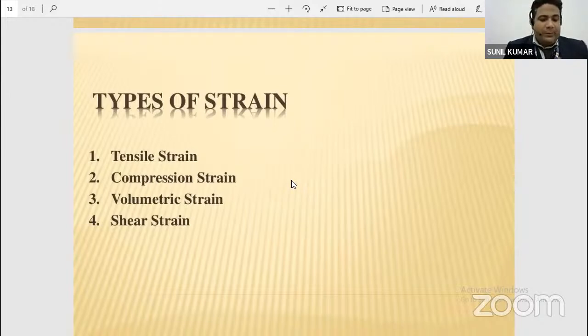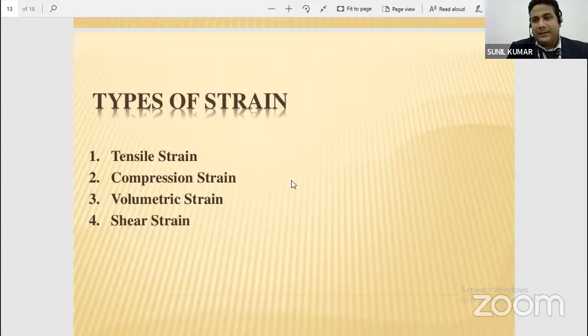So delta L upon L is the normal strain. Then come to the lateral strain. Before, on the slide, I am showing the name lateral strain. I am explaining the term lateral strain in this particular slide. Lateral strain means the ratio of change in lateral dimension of a body to its initial lateral dimension. It is defined as change in lateral dimension divided by initial lateral dimension.